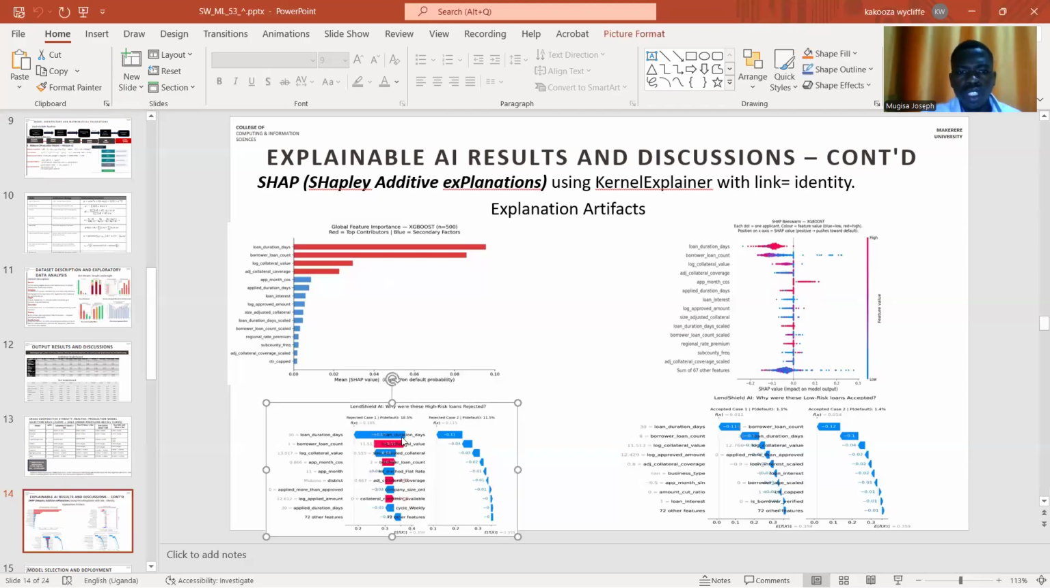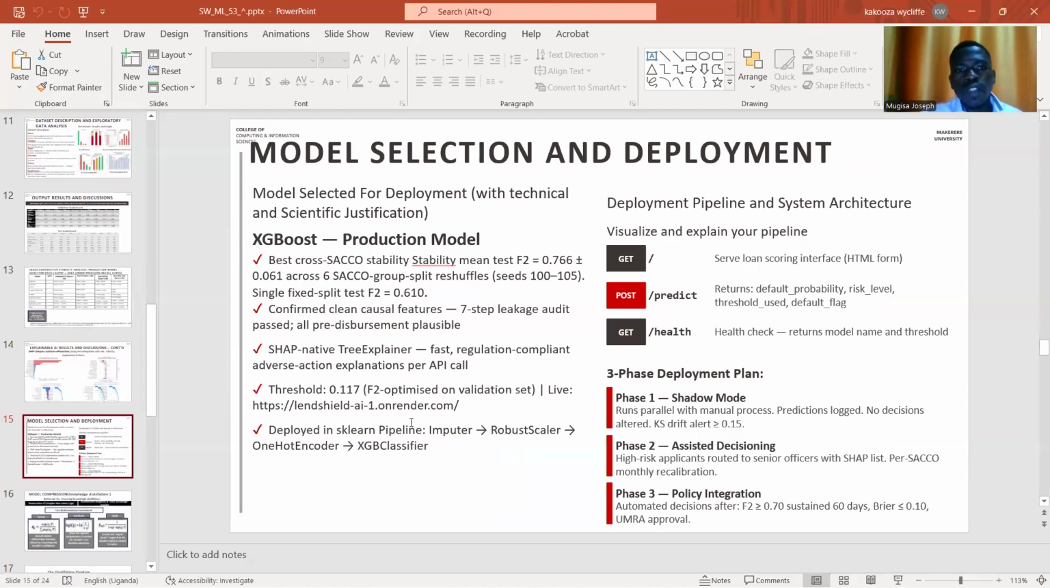So we have the waterfalls here giving us why a particular loan was rejected, and here why it was not rejected. Afterwards, we serialize this and put it into deployment to generate explanations for our users. And then in the model selection, as said clearly, we selected based on stability runs, and then we expose these endpoints for the users to access.